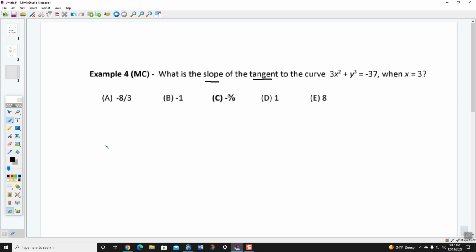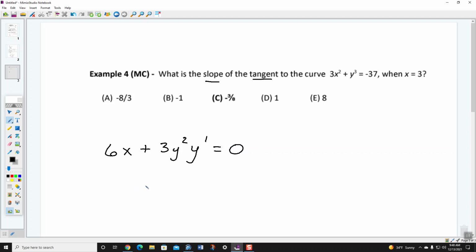What would the derivative of 3x squared plus y to the 3rd equal negative 37 be? 6x plus 3y squared y prime. Equals what? Zero. So we need to get y prime alone, right? So what's my next step in getting y prime alone?